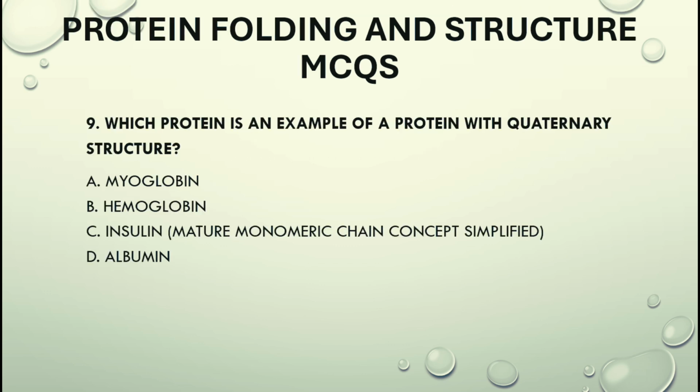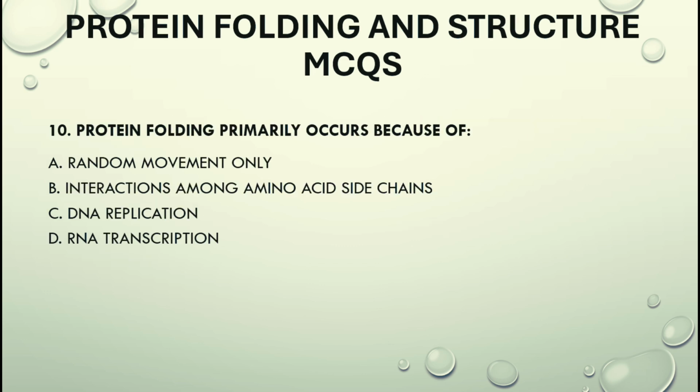Number 9. Which protein is an example of a protein with quaternary structure? Is it myoglobin? Is it hemoglobin? Is it insulin? Or albumin? The correct option is B. Hemoglobin. Now, I want you to understand that hemoglobin consists of 4 polypeptide subunits, where we have the 2 alpha and 2 beta subunits.